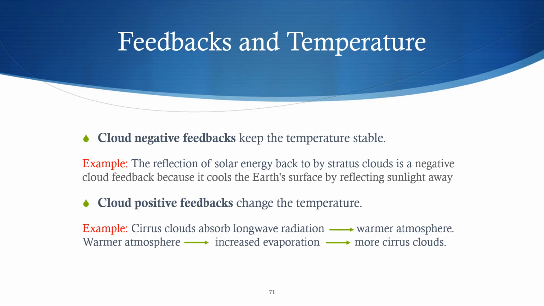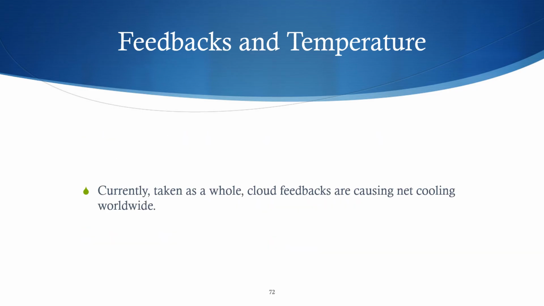Note these examples. Note that I have them in red. That's because these might be on the exam. And then finally, if we compare our negative and positive cloud feedbacks, is it sending most of that energy out to space? Is it reflecting it, or is it sending it back down to Earth and warming the Earth? If you add up both of those and you take them as a whole, cloud feedbacks are causing net cooling worldwide. They're actually keeping the Earth a little more cool than they are warming it. And that is the end of this part of the lecture.